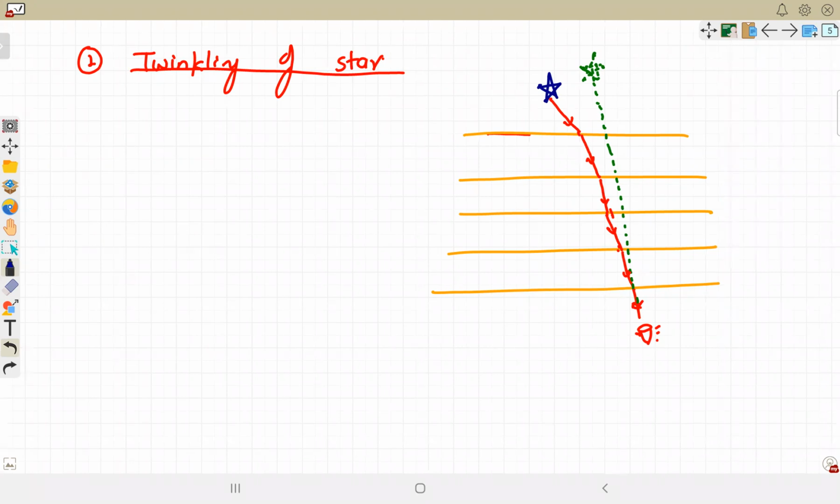They keep on changing. Because of that, the image is not formed at one position. That image will be formed at some different position. As a result, when it comes slightly closer, it will appear denser. When it is slightly far, it will appear a little faint.